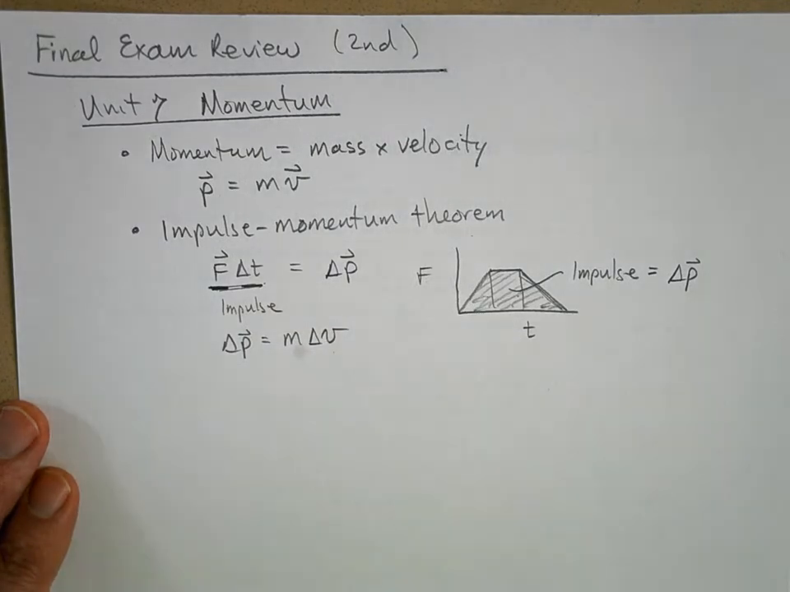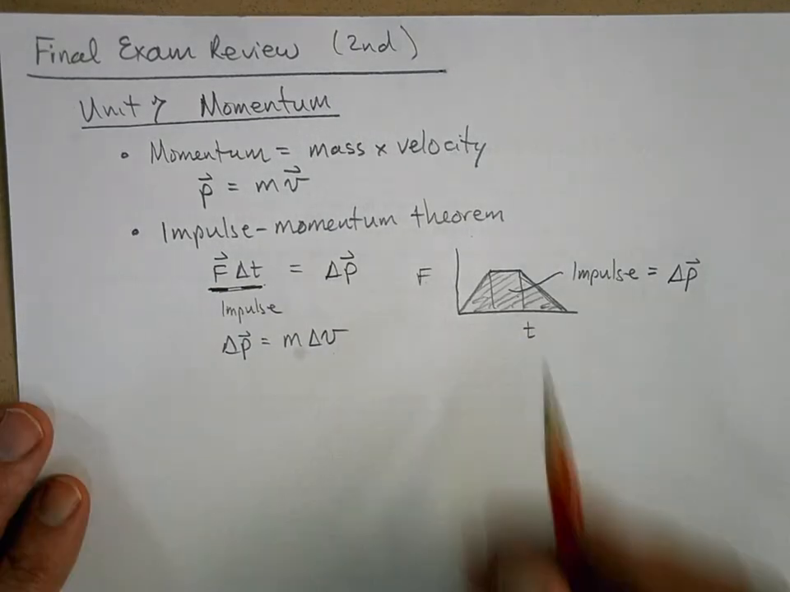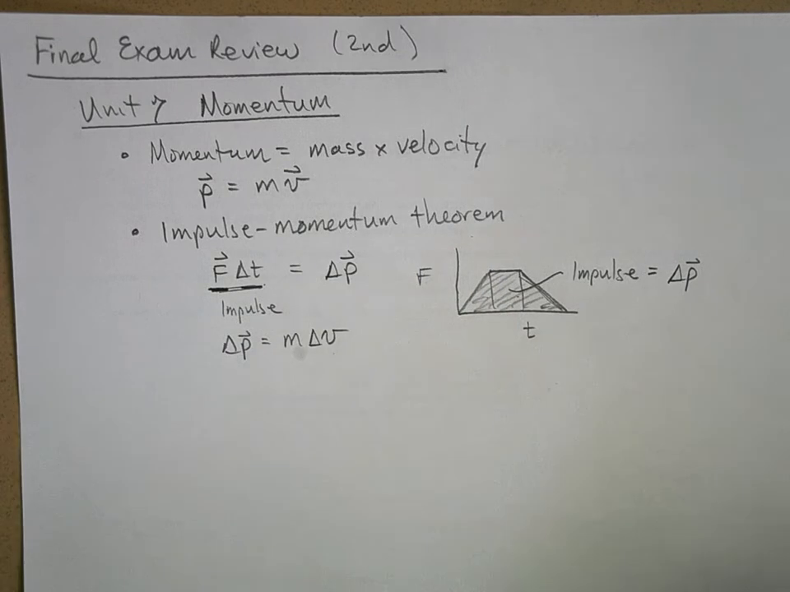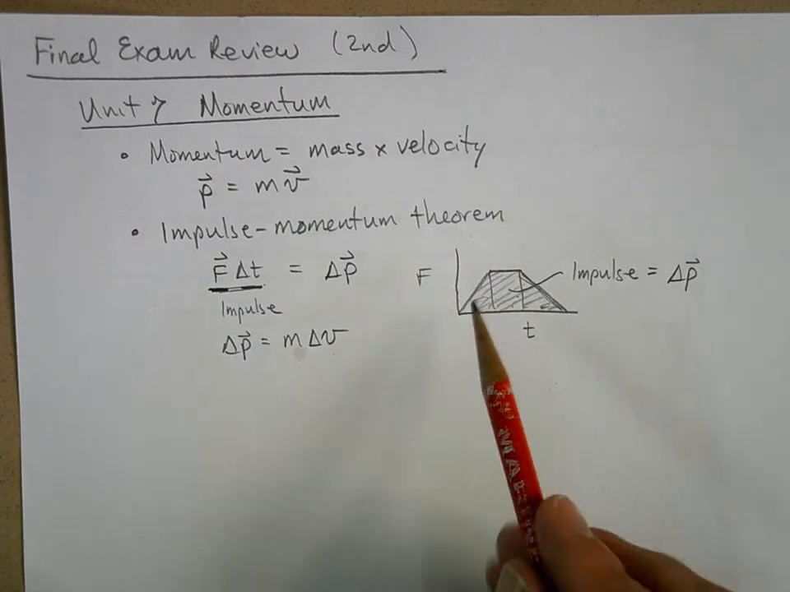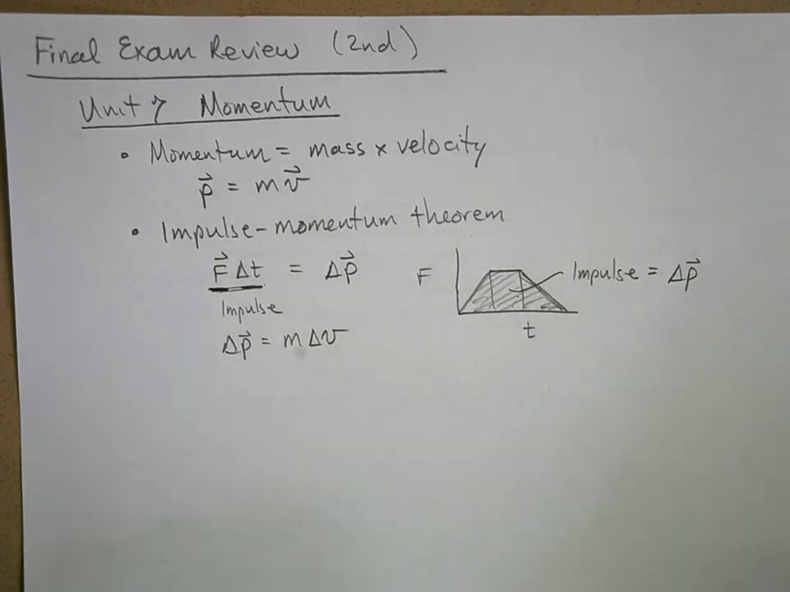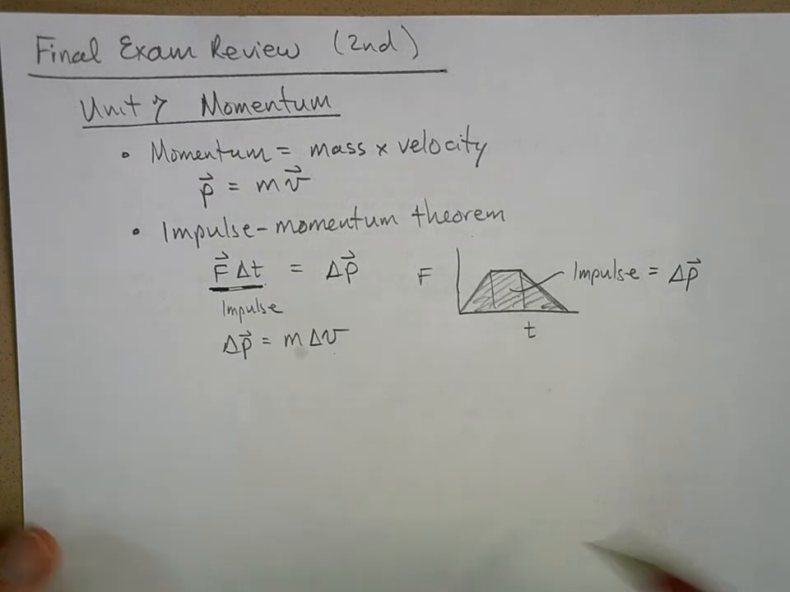So I might ask you how much the velocity changes. I could give you a graph like this and say, if this object has this force on it, what's the impulse? What's the change in momentum? If the initial velocity is 10 meters per second, what's the final velocity going to be? You know, something like that. So there you go.